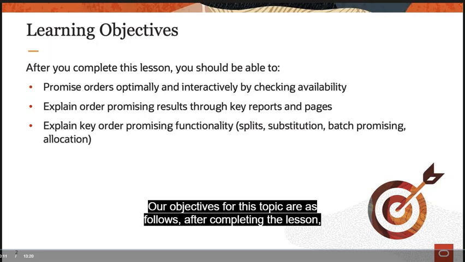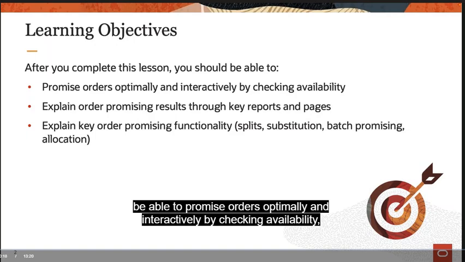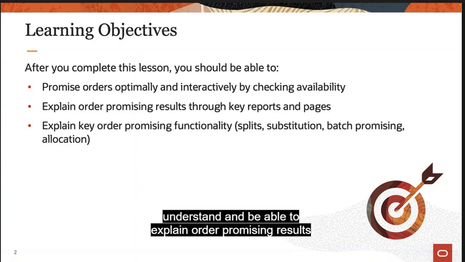Our objectives for this topic are as follows. After completing the lesson, you should be able to perform the following. Be able to promise orders optimally and interactively by checking availability. Understand and be able to explain order promising results through the key reports and pages, and also be able to explain key order promising functionality, including splits, substitution, batch promising, and allocation.